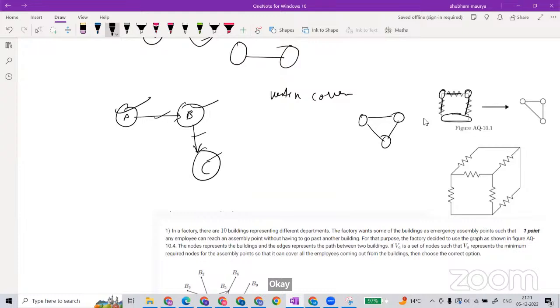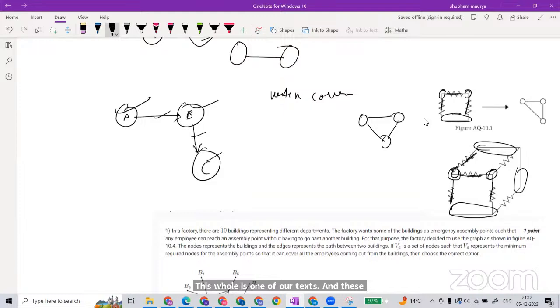Now the same way we can think this is one vertex, this is another vertex, and this bigger one is one vertex. This whole is one vertex, this whole is one vertex. So we can convert this: this is one vertex, this is one, this is one.